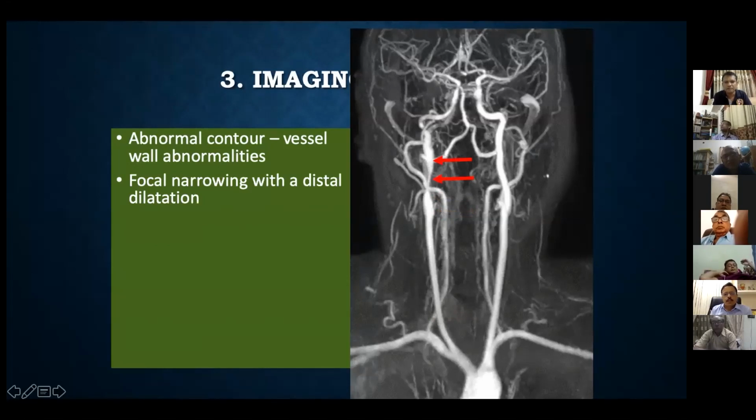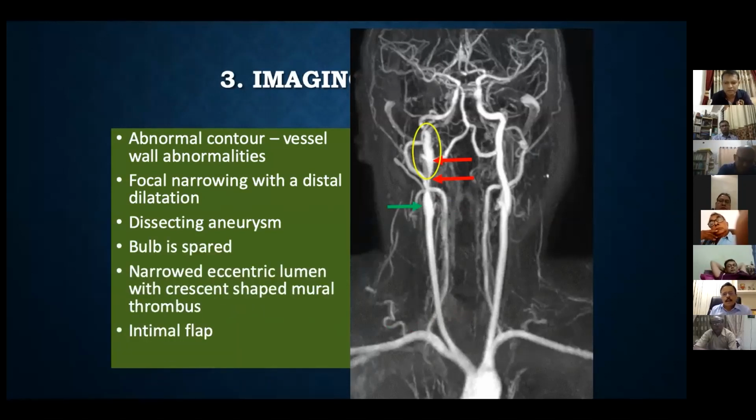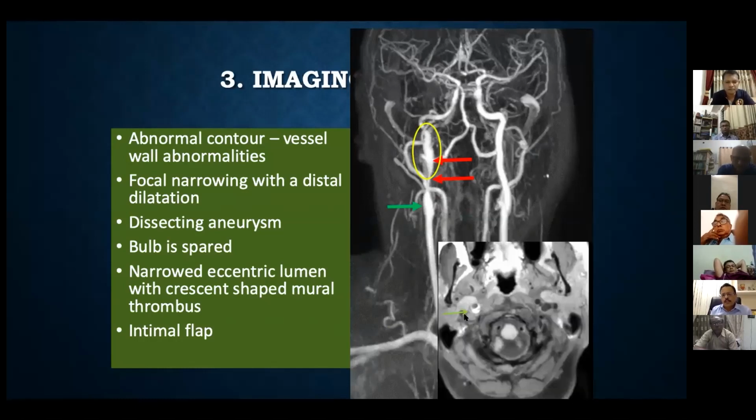Then in this case, there's almost like a dissecting aneurysm in this patient. The bulb is spared in these patients. And there is a narrowed eccentric lumen with a mural thrombus and an intimal flap, which is very well seen on fat suppressed T1. So whenever you suspect dissection, one has to see a fat suppressed T1. Here you can see there is a mural hematoma, which is seen very well in this patient.